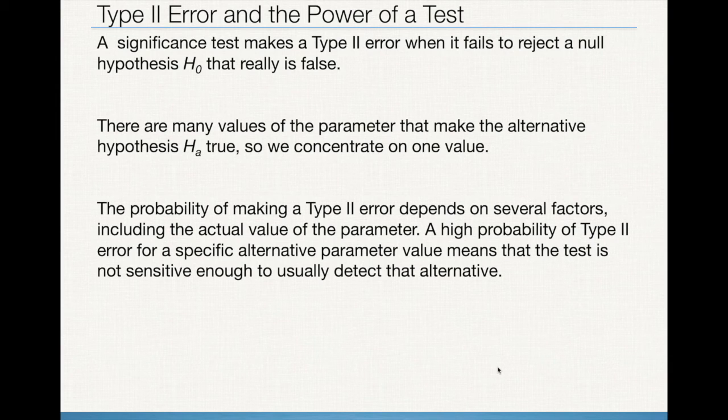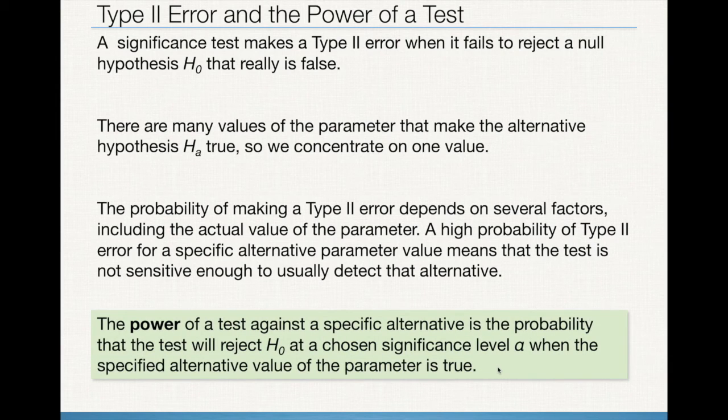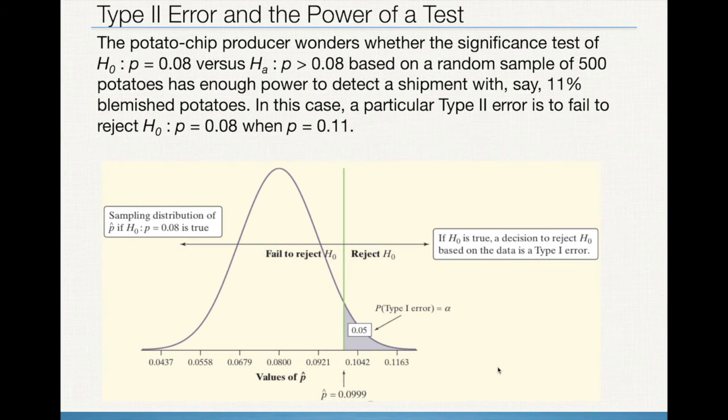So what do I mean? Well, this is a tricky one. So first we'll define the power. The power of a test against a specific alternative is the probability that the test will reject the null hypothesis at a chosen significance level when a specified alternative value of the parameter is true. The best way I know how to deal with the power of a test is to actually just work through a problem with you. So let's deal with this idea here.